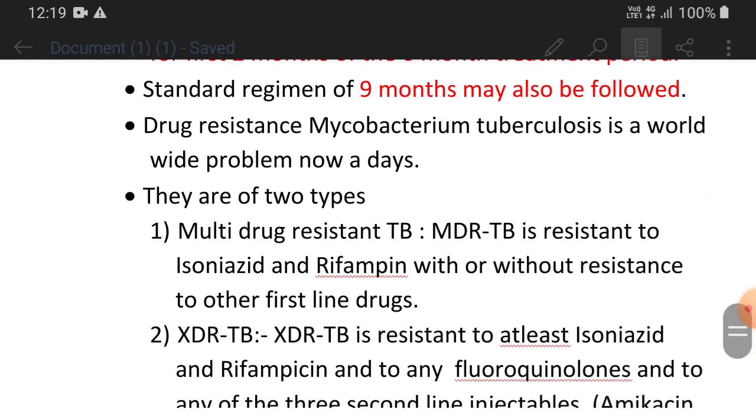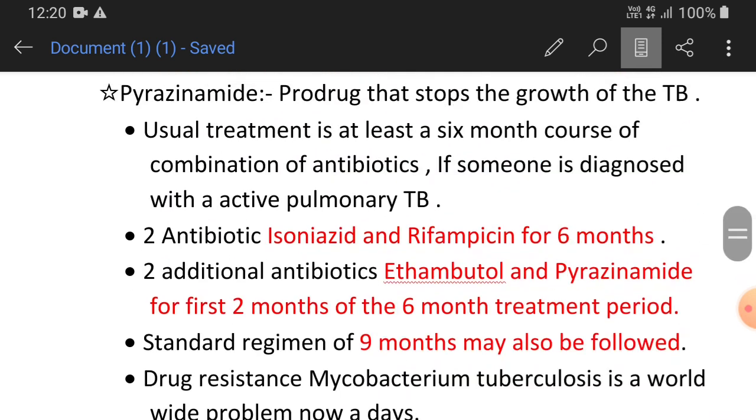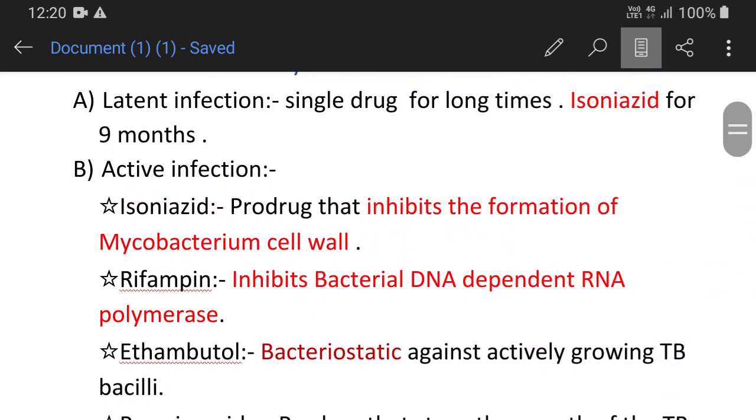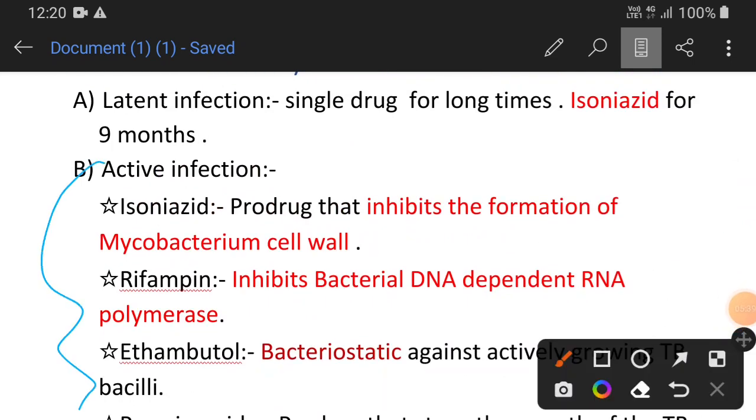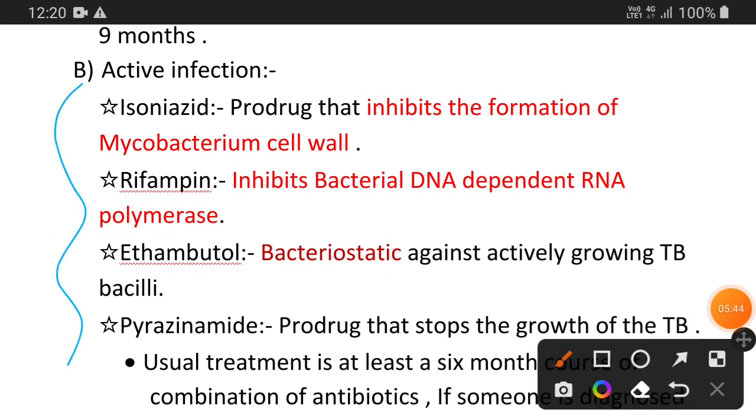Now let's talk about an interesting thing, drug resistant Mycobacterium tuberculosis. The first kind of drug resistant type is multi drug resistant Mycobacterium tuberculosis, known as MDR-TB. This MDR-TB develops resistance to Isoniazid and rifampicin, with or without other first line drugs. You know that the mixture of antibiotics that we are using are commonly known as first line drugs.